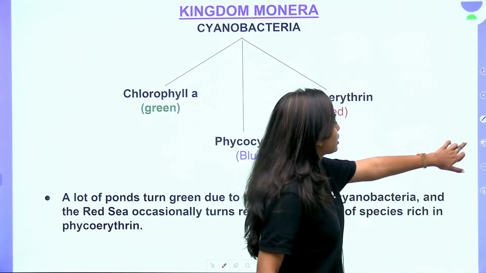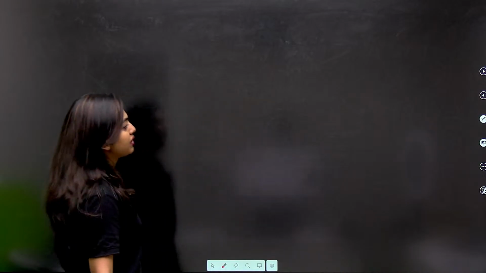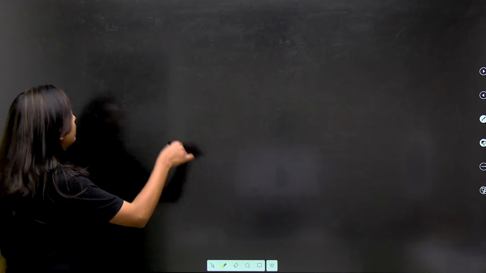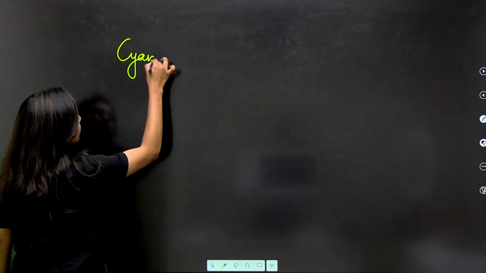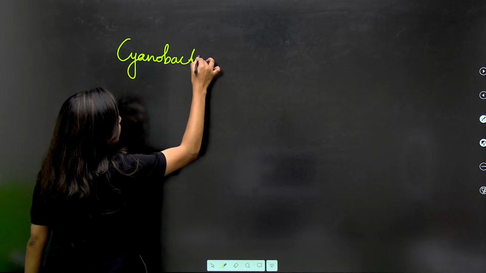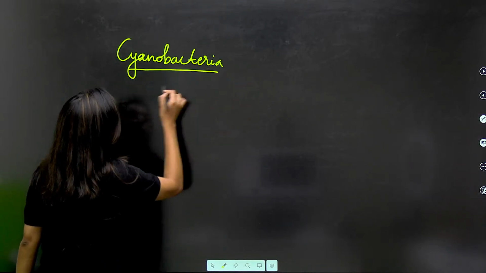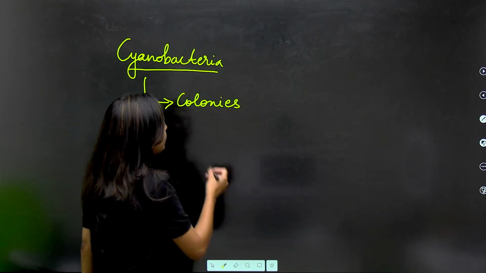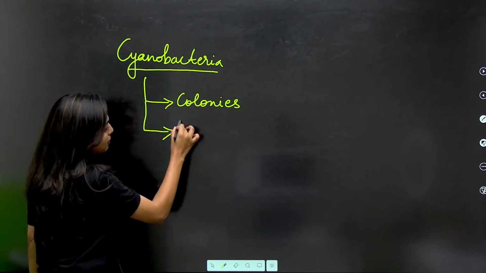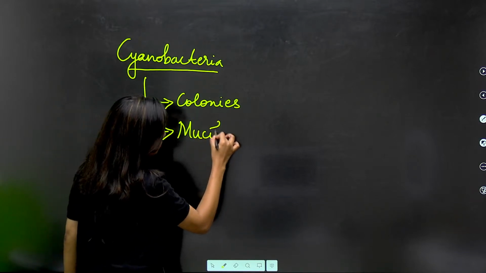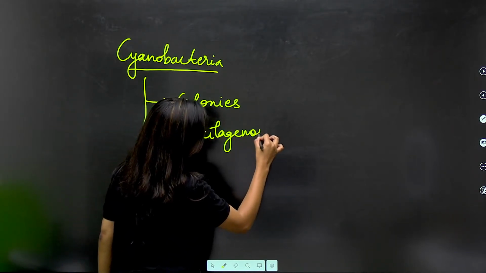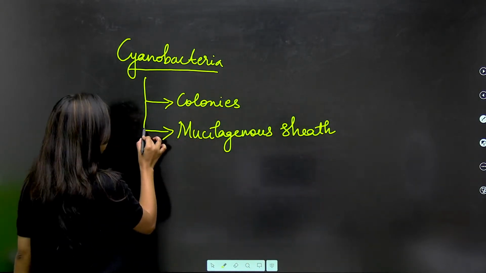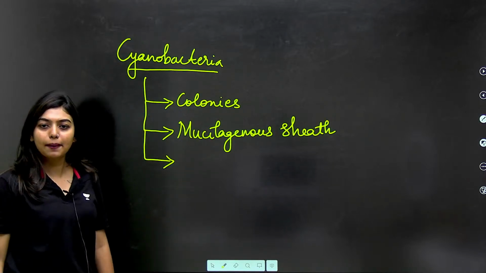So, can we quickly revise your cyanobacteria so far? What all did we discuss? I am only going to tell you the words that are important. Cyanobacteria are capable of forming colonies, which we haven't seen anywhere yet, and those colonies are covered by a mucilaginous sheath. Are you all with me? Are you understanding?